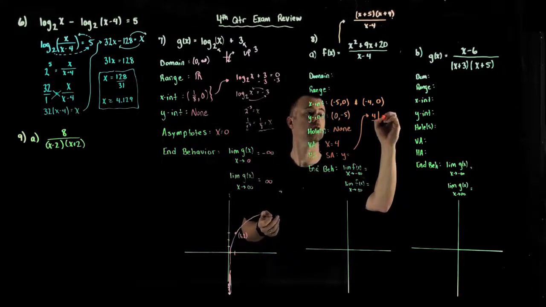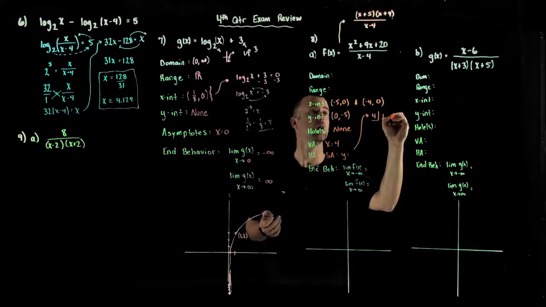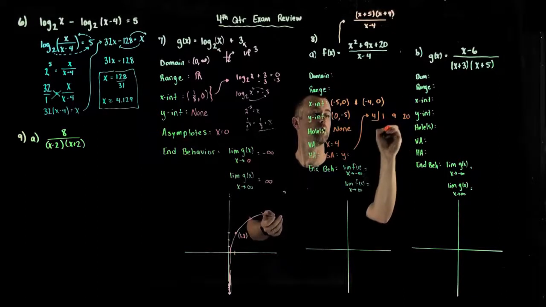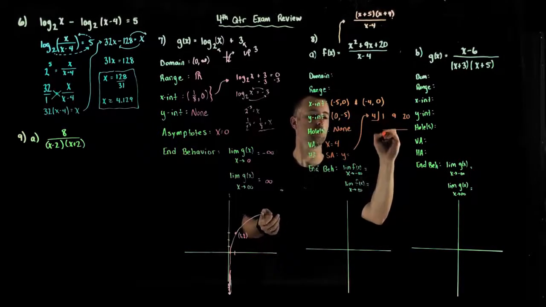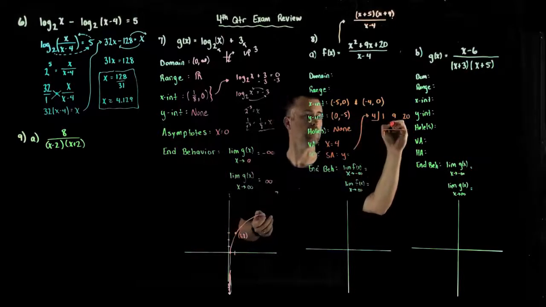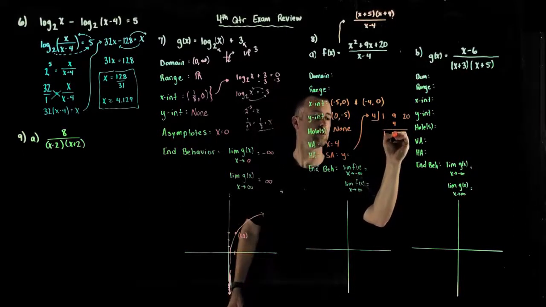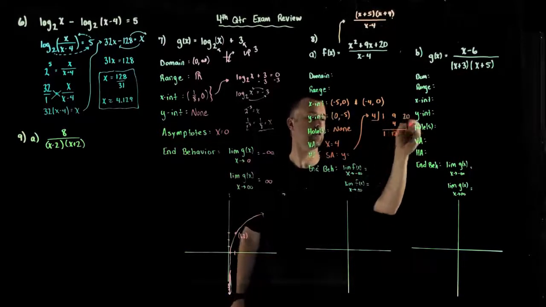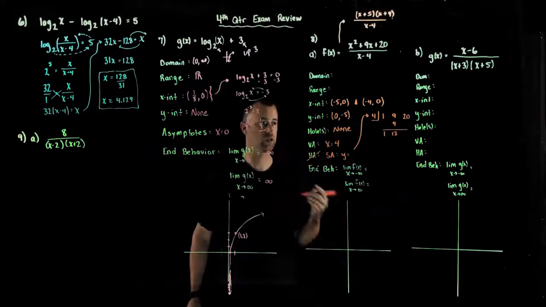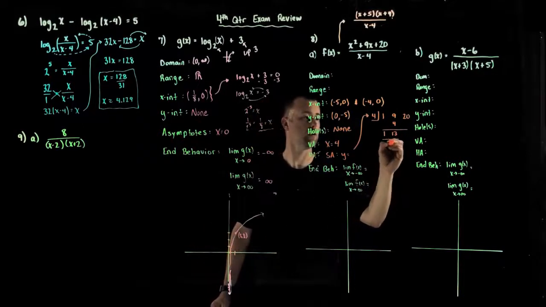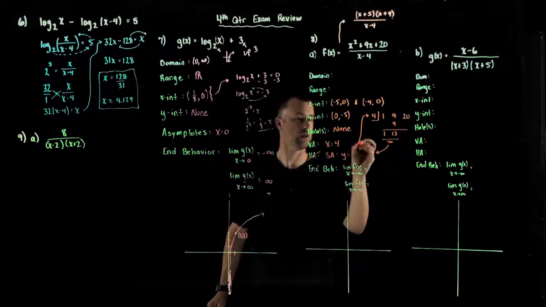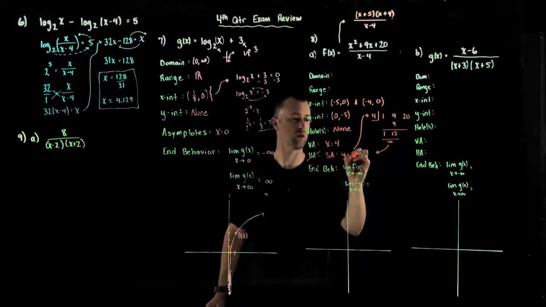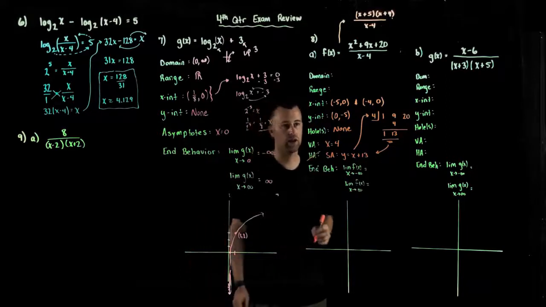So I'm going to divide by x minus 4. My coefficients for my numerator are 1, 9, and 20. Remember, we're looking for the quotient. So I'm going to pull down the 1. 4 times 1 is 4. 9 plus 4 is 13. And again, I don't care about the remainder. It's just the quotient I'm looking for. My slant asymptote is y equals x plus 13. So that's going to be your slant asymptote.